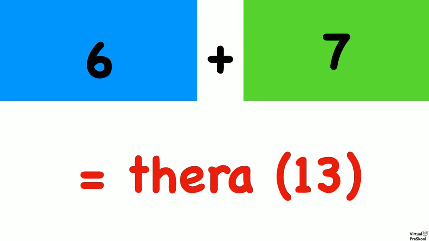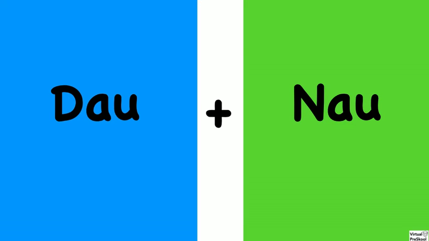And in Hindi, we say tera. Ek, do, teen, char, panch, chhe. That's 6. Sat is 7. Aat, no, das, gyara, bada, tera. Tera is 13. All right, what is do plus no?